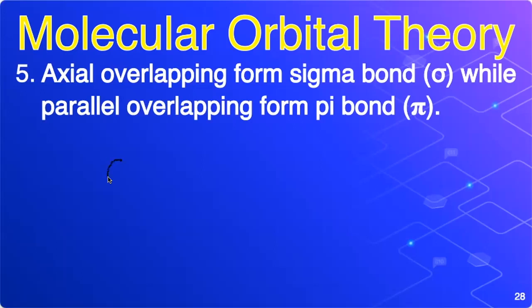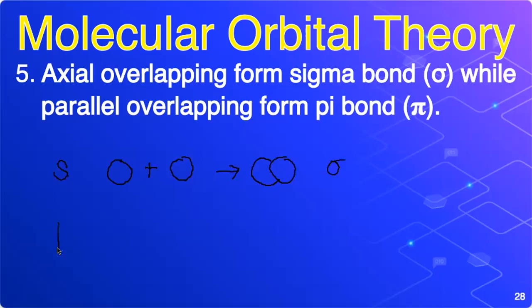So when two s orbitals overlap, they form a sigma bond, or the head-to-head overlapping. This is true for the s orbital. So it always forms a sigma bond.